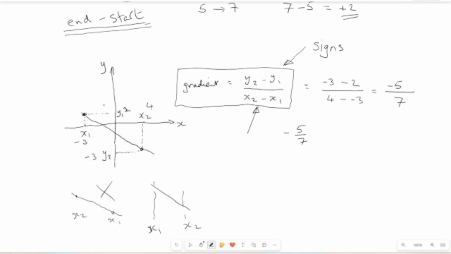Doesn't matter where these points are, okay? There could be one up there and one down there. That would be your x2, that would be your x1, because this is most on the left, but you'll always get the right answer.